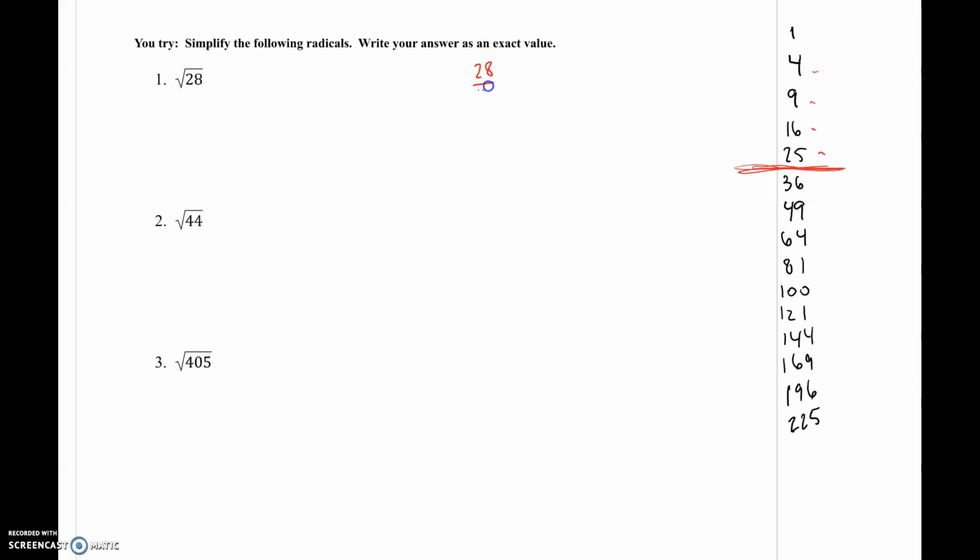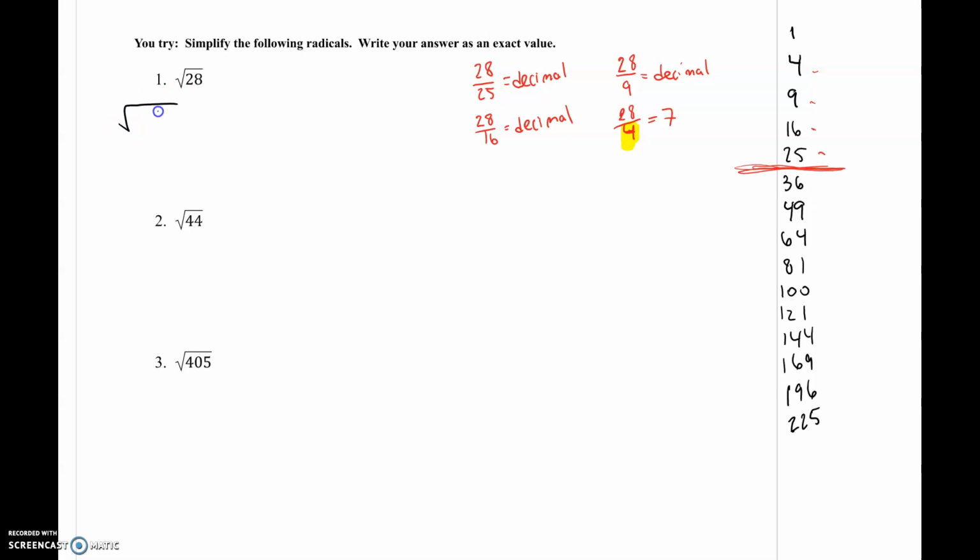You can go 28 divided by 25, which is a decimal. That's not a factor then. You can do 28 divided by 16, which is a decimal, which means it's not a factor. You can do 28 divided by 9, which is a decimal. It's not a factor. But if you did 28 divided by 4, you get 7. So 4 is a perfect square factor of 28.